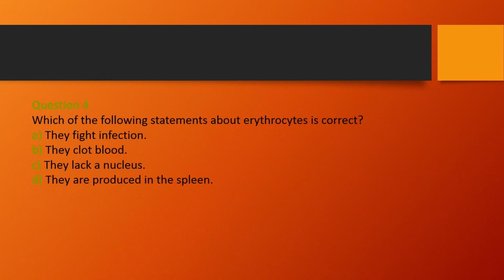Question number 4. Which of the following statements about erythrocytes is correct? The answer is lack of nucleus. Erythrocyte is biconcave and has no nucleus, and it is responsible for transportation of oxygen and carbon dioxide, whereas WBC is responsible for fighting microorganisms, and platelets are for clot formation, whereas the spleen is the storage house, and the maturation of blood cells takes place in the spleen.